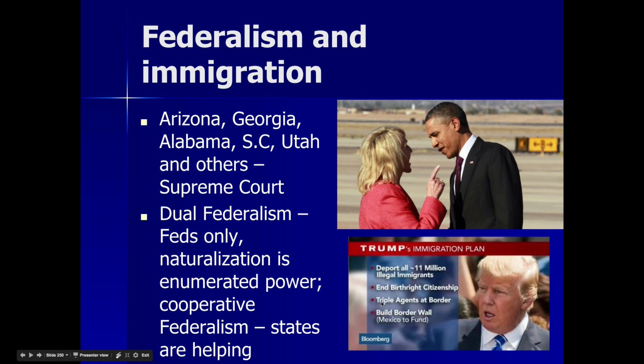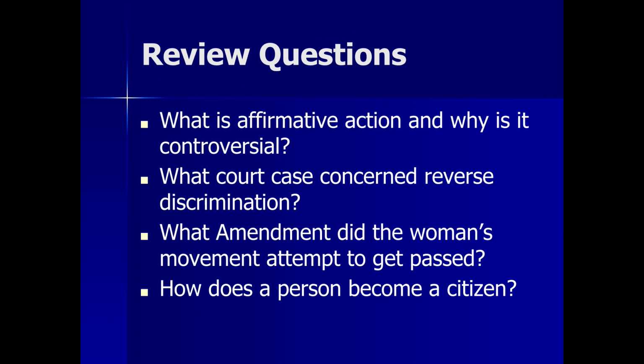If we look at our 2 models of federalism, the dual federalism model would say only the national government is responsible for this stuff. States don't have any say so. And cooperative federalism would say, well, states have a role to play in it. There it is, and there it is.